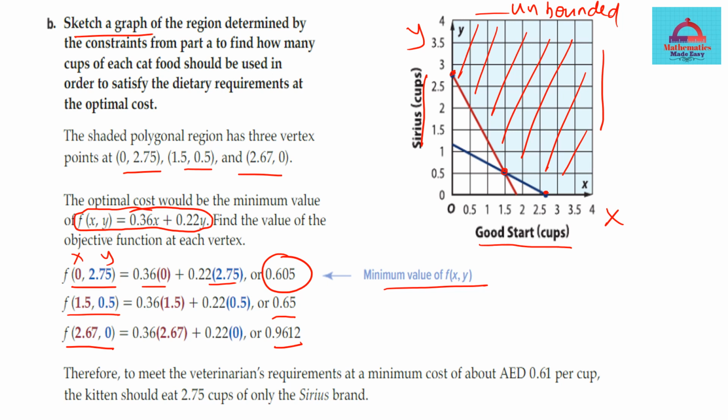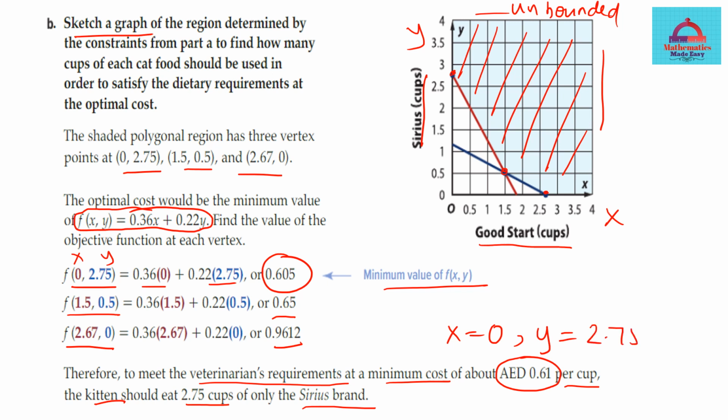Therefore, what we can conclude, to meet the dietary requirements, the minimum cost should be 0.61 per cup. So we've just rounded off. That is how much the kitten should eat to get 2.75 cups of only Cyrus plants. Why? Because x is 0. So she does not need to eat the first variety. Only the second variety, 2.75 of the Cyrus brand is enough, and the cost that would be spent would be 0.61 dirhams for each cup of the kitten food.